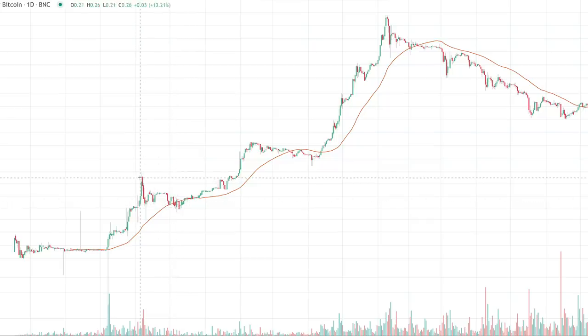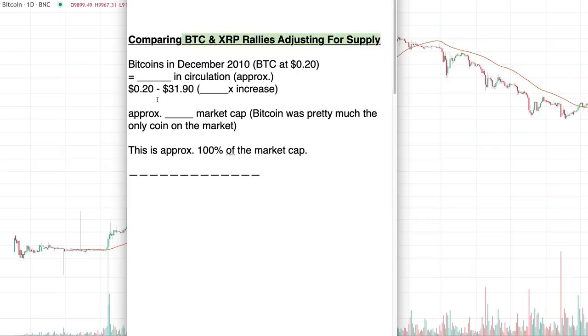After a rally, the price came down and then it soared all the way to about $31. That was the new all-time high for Bitcoin, and that hit back in June 2011. So 20 cents to $31. So first, let's start with that for Bitcoin. 20 cents to $31, guys, that represents an increase of about 159.5 times.